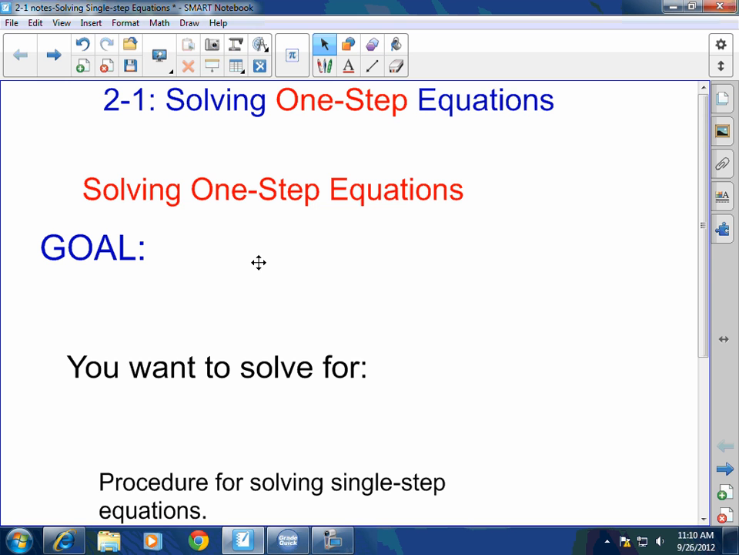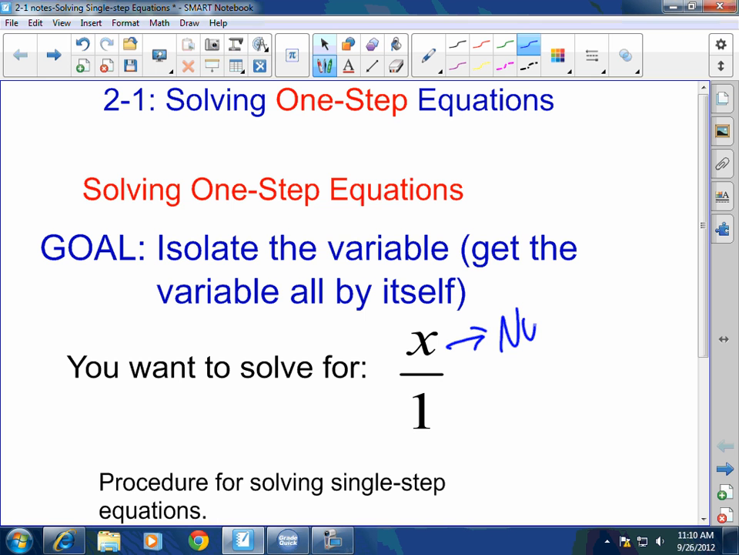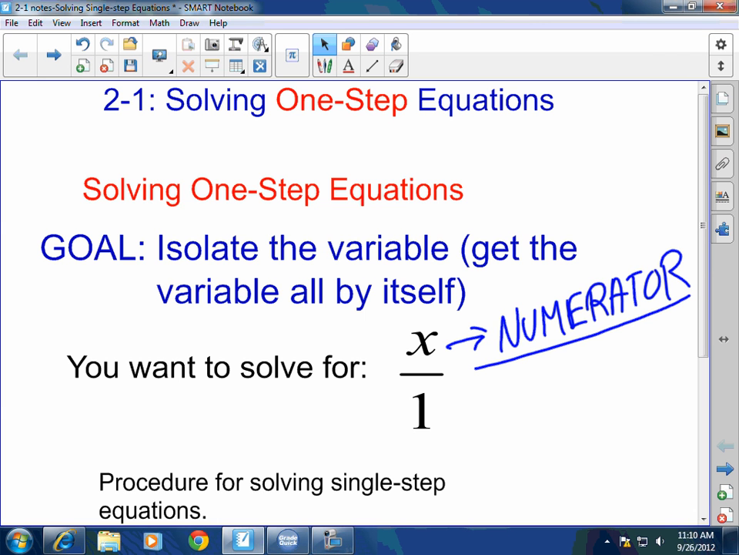And the goal for solving one-step equations is to isolate the variable. That means get the variable all by itself. That means I want to solve for positive x over 1. Why x over 1? Because I want x to stay in the numerator. If you ever see it in the denominator, we'll learn how to do it, but you need to move it to the numerator. We always want to solve for positive x. You don't want to solve for 2x or negative 3x or negative x or half x. You want to know what x is, alone, x, and only x, my brothers.